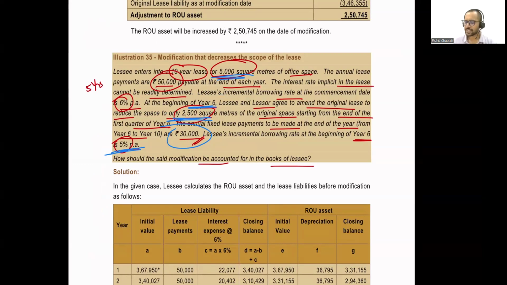If you look at the previous example, we entered into a 10-year lease contract for 5,000 square meters, and the payment was 50,000 per annum payable at the end of each year. At the beginning of year 6, we are entering into a modification contract where the square meters was reduced from 5,000 to 2,500. Before the modification, at the end of year 5 or beginning of year 6, we ideally had to pay 50,000 per annum for the next 5 years.